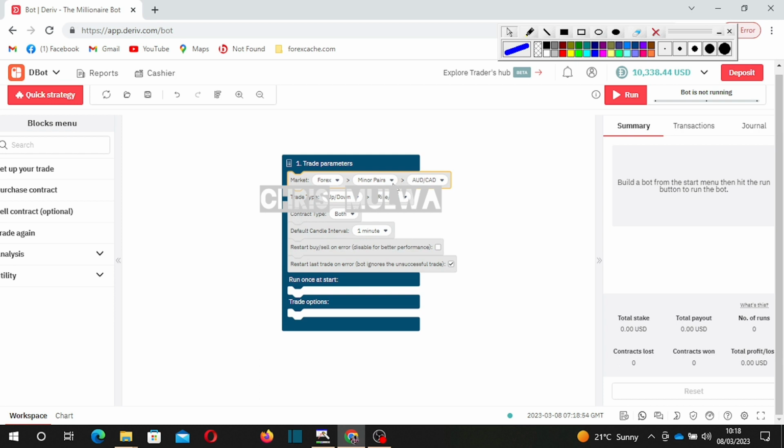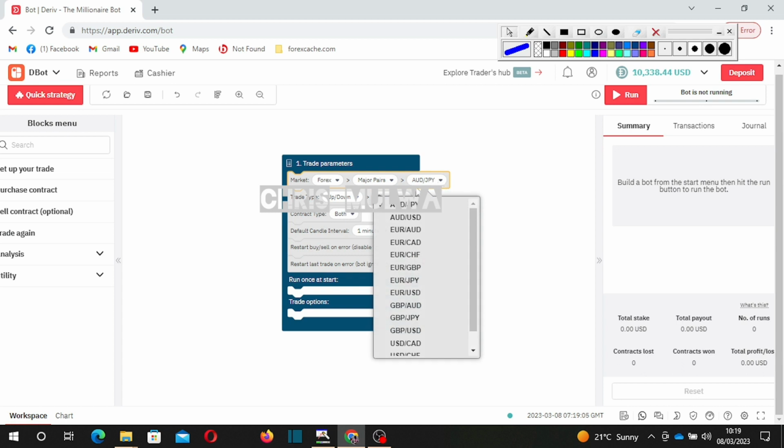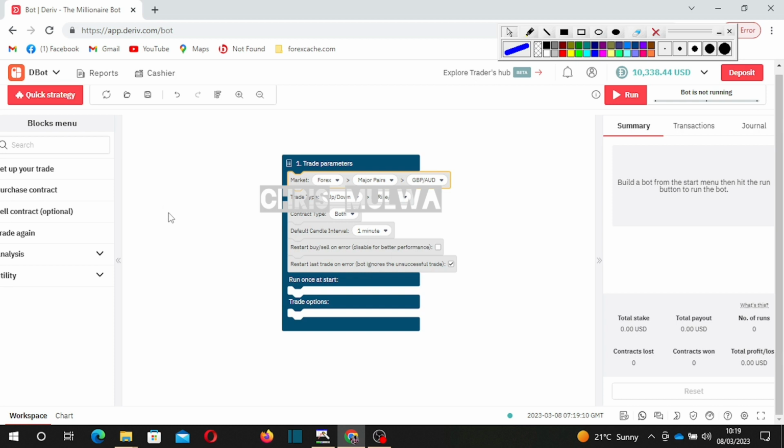So we can see that there are minor pairs and major pairs. Let me use major pairs. Okay, so we have the major pairs in the list. You can select the one that you want. Then this is the option. This is very important on the contract option. Okay, so here is what you want, or the function. Let me call it the function, even though it's not the function.